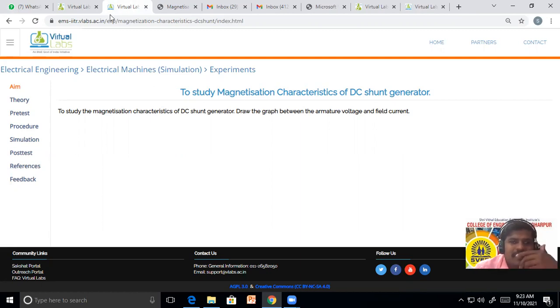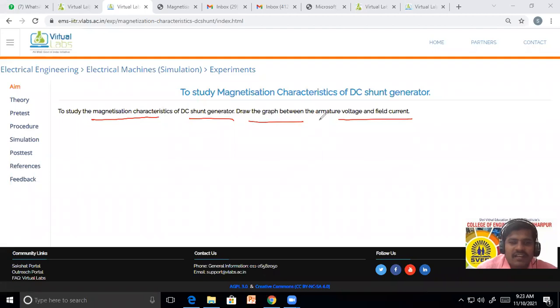The aim of that practical is to study the magnetization characteristics of DC shunt generator. Draw the graph between the armature voltage and field current.